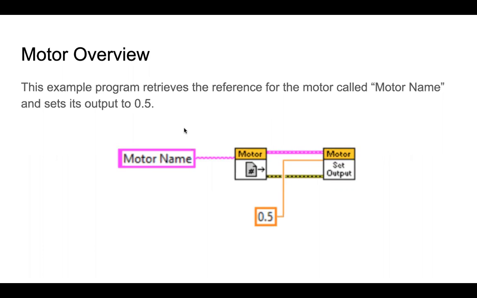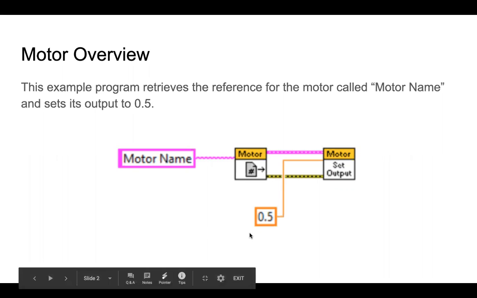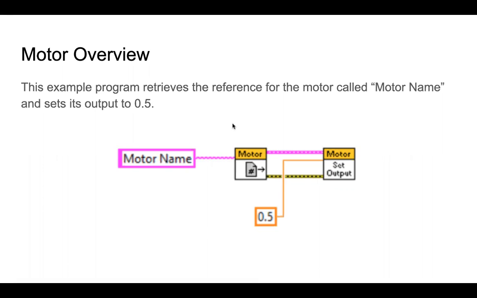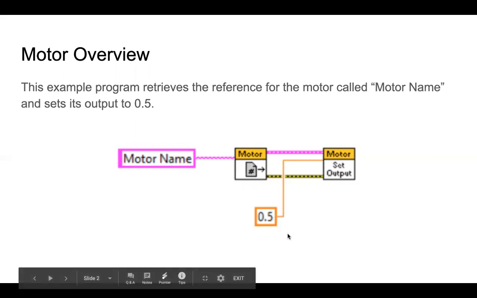Alright, so this code sample retrieves the motor called motor name, and it sets its output to 0.5. In this block, this is the registry Get, and this retrieves the motor reference that has the name of motor name. Note that you would change this to whatever you called the motor. Then this block over here, the set output block, sets the motor output given the motor reference, which is passed along this wire, and a constant, which passes along this wire. In this case, we're setting the motor output to 0.5.